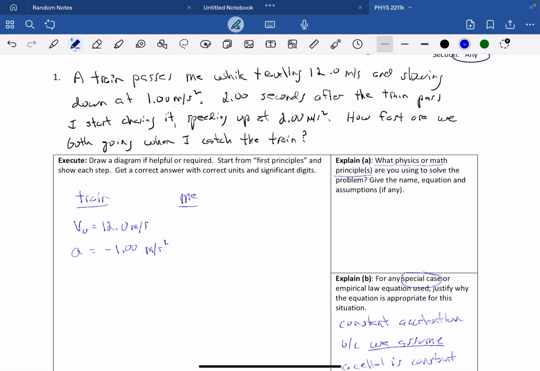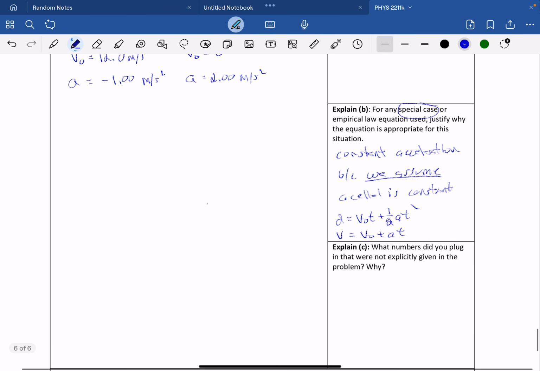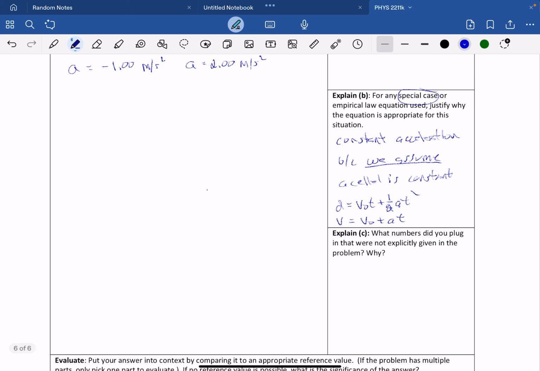What do we know about me? Well, we know my acceleration is 2 meters per second squared. That was given in the problem. It also says I start chasing it. So that is a little subtle, but I think that means that my initial velocity is 0. Now, this is where explain part C comes in, because the problem did not explicitly say that my initial velocity was 0.